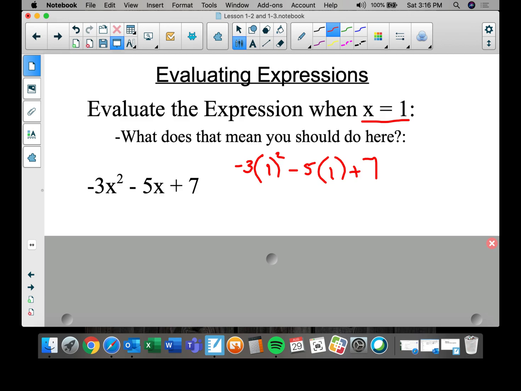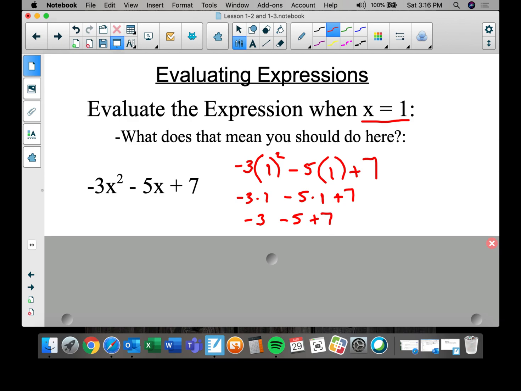So the next thing that we do is our exponent. We're going to square that 1. Well, in that case, again, it doesn't really do much. We square the 1, and we get negative 3 times 1, and we still have minus 5 times 1 plus 7. Now we move to multiplication or division. We just work our way through from left to right. Negative 3 times 1 is negative 3. Negative 5 times 1 is negative 5, and I still have the plus 7 at the end.